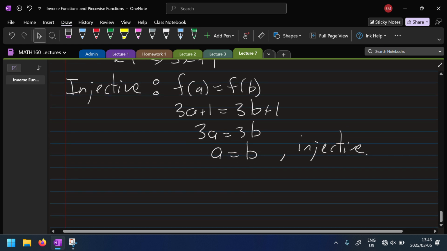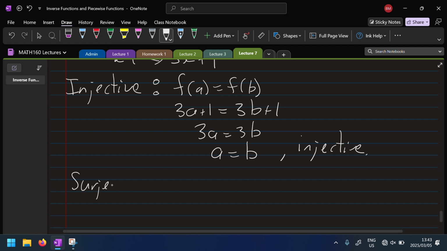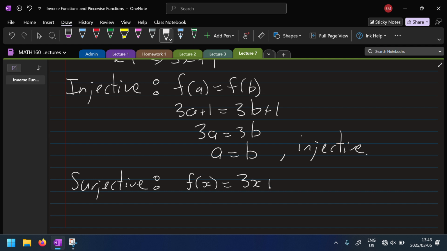Okay, what about surjective? Let's show this quickly. Showing it is surjective is quite easy. So showing it's surjective and finding the inverse, we're going to do that in one step. So we've got here f of x equals 3x plus 1. Okay, we're going to do the two steps in one.